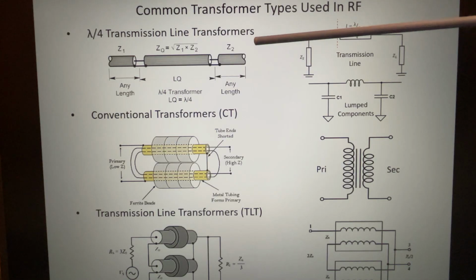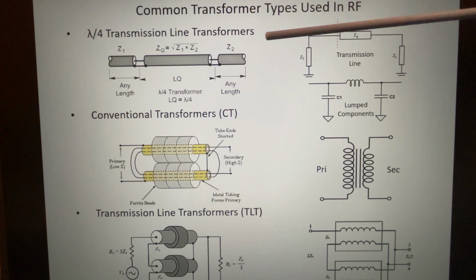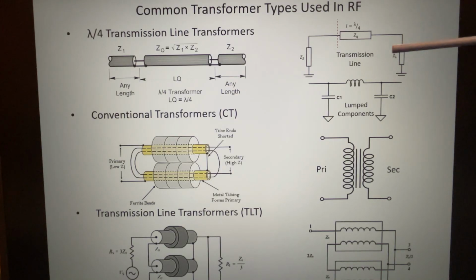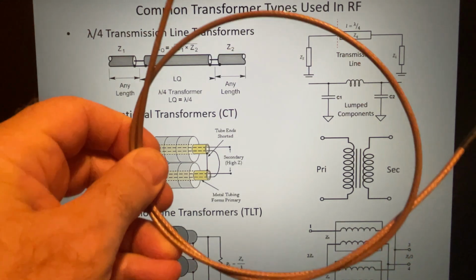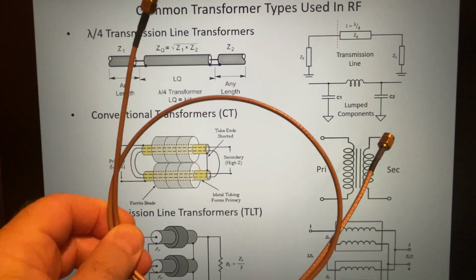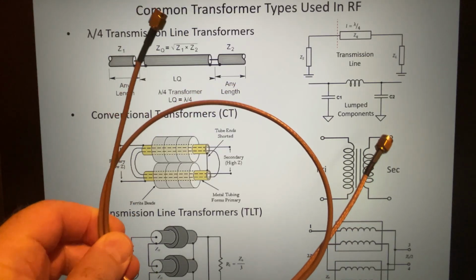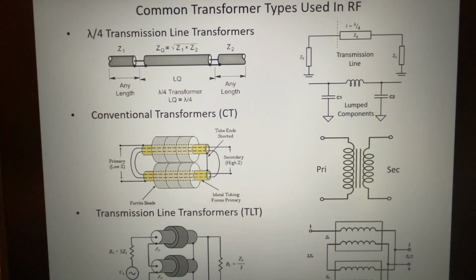This is going to be a three-part video, and we'll be discussing the three main types of RF transformers, which include a transmission line transformer designed for a quarter wave. We'll be talking about how to design that with a transmission line and also with lump components. So basically we're talking about just using a simple piece of coax as a quarter wave transmission line.